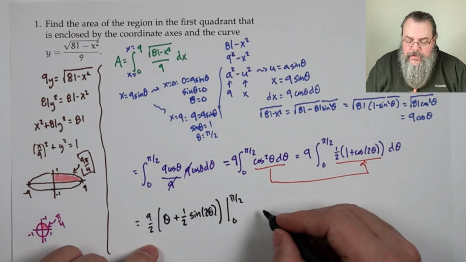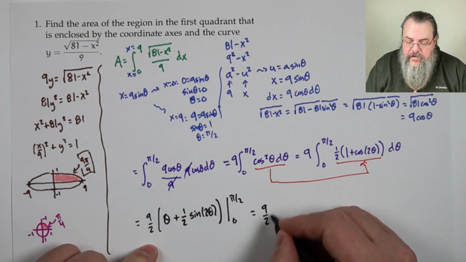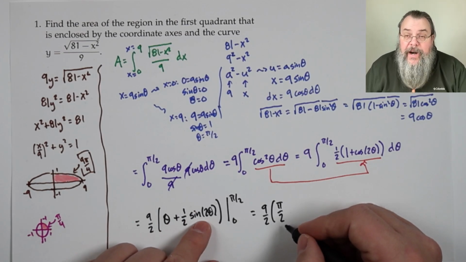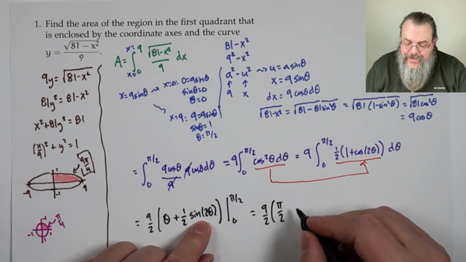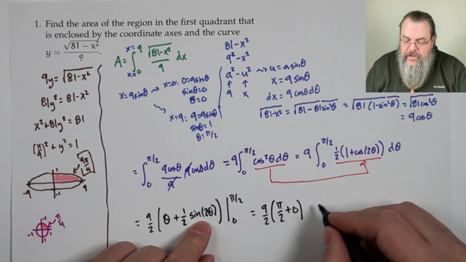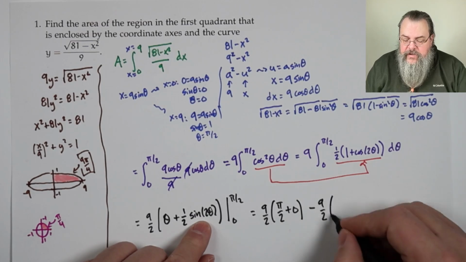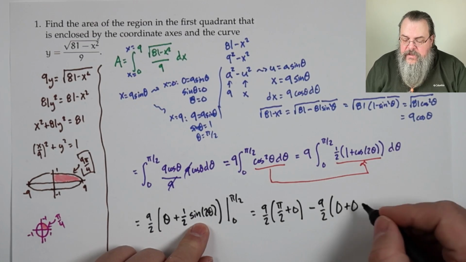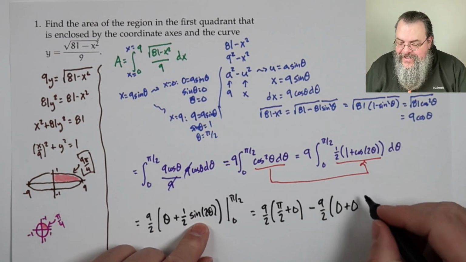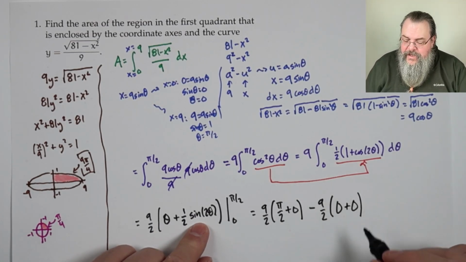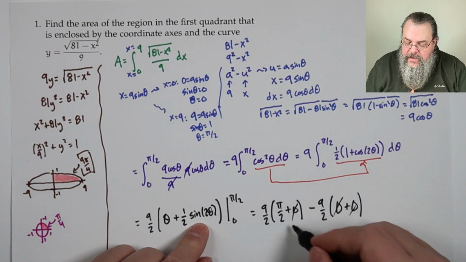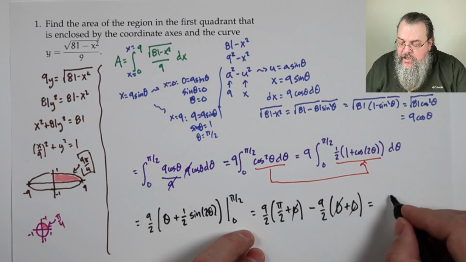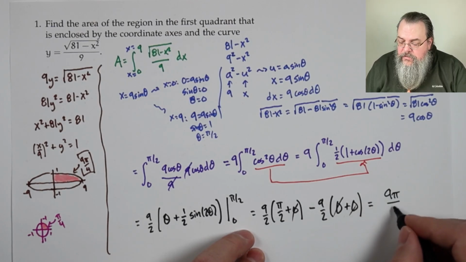When we plug in pi over 2, we're going to have 9/2 times pi over 2, and then we're going to have sine of pi, which is 0, times half, so plus 0. Subtract 9/2, plug in 0, and plus sine of 0, which is 0. Well, it's really 0 times a half, but that's still 0. It's hard to recover from multiplying by 0. And, beautiful, gone, gone, gone. 9 over 2 times pi over 2 leaves us with 9 pi over 4.